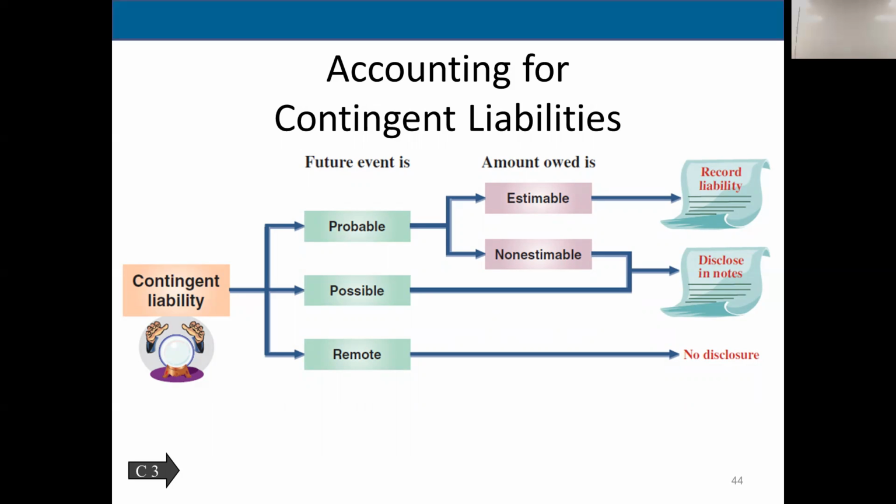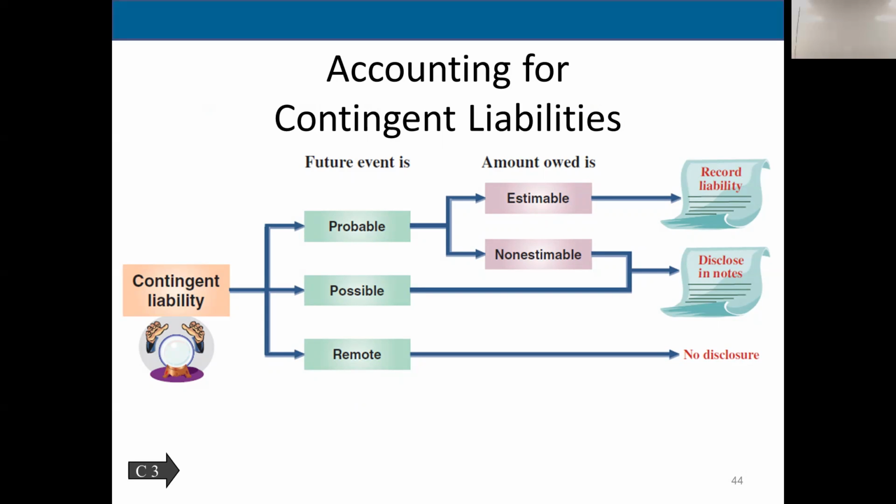Okay, so the future event, before we call it a contingent liability, we have to say, is it probable, possible, or remote? What do we do? Go ahead. You mean, is it probable, possible, or remote that we are going to have to pay on this liability? Correct. Okay. If it is probable, what are we doing? Estimating or not estimating? All right, if it is probable and we can accurately estimate the amount, we're going to record the liability.